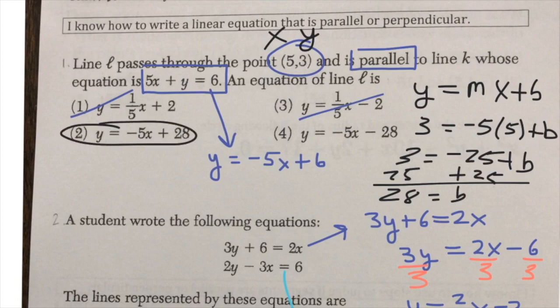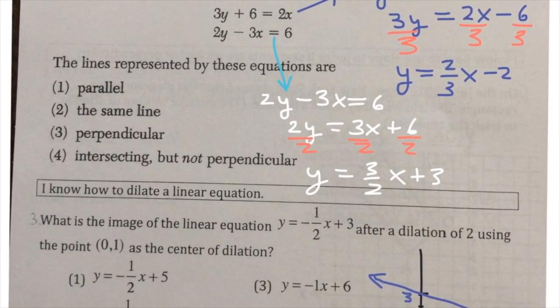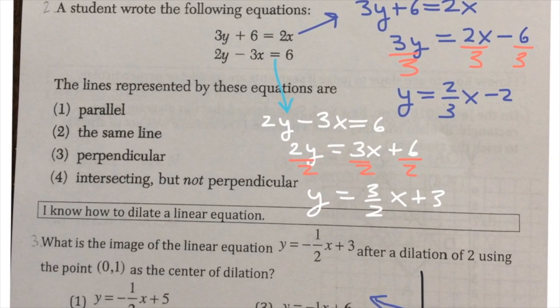You could have also just plugged these numbers in to both of these choices to figure out which of the equations would work out. Moving on to question number 2. Question number 2 is also a question about parallel and perpendicular. And you can see my work here quickly took apart this equation and got y by itself. And on this equation, the same thing, got y by itself. So you can follow that, I guess, on your own.